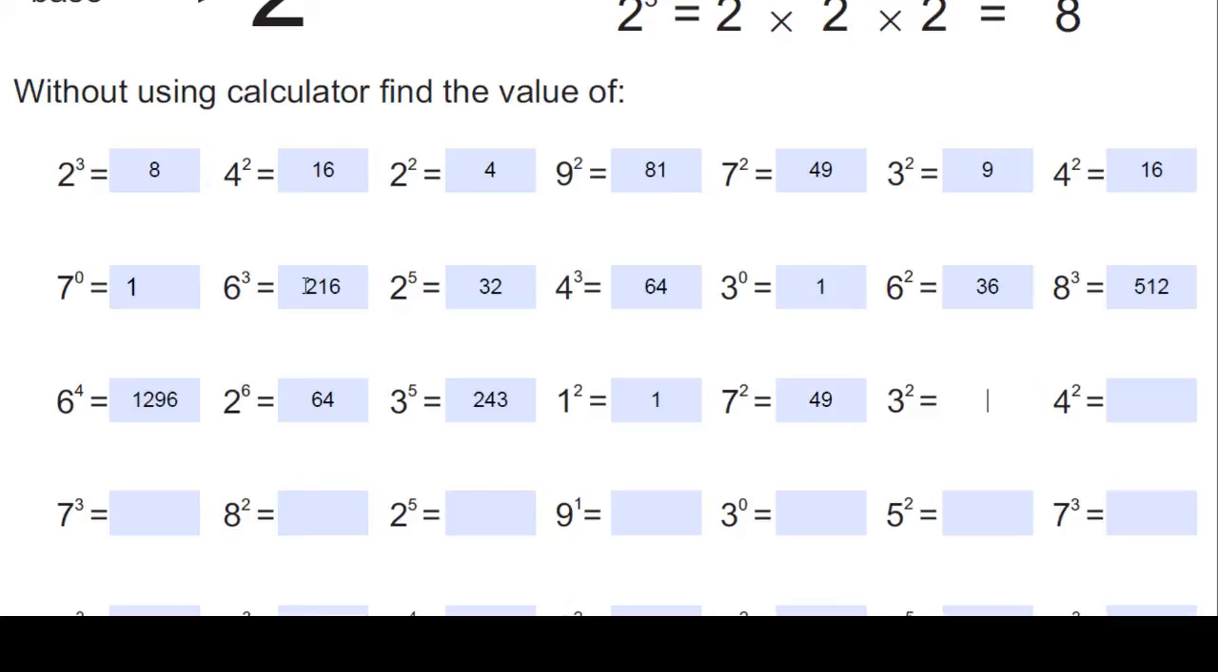3 to the power of 2 is 9. 4 to the power of 2 is 16. 7 to the power of 3 is 343. 8 to the power of 2 is 8 times 8, which is 64. 2 to the power of 5 is 32. 9 to the power of 1 is 9. 3 to the power of 0 is 1. 5 to the power of 2 is 25. 7 to the power of 3 is 343.